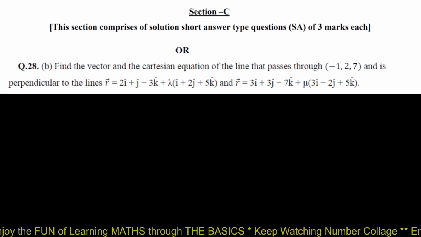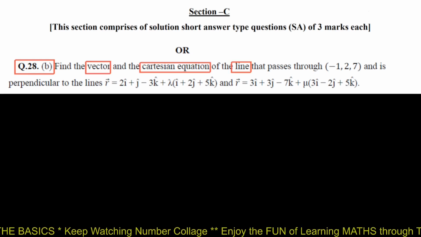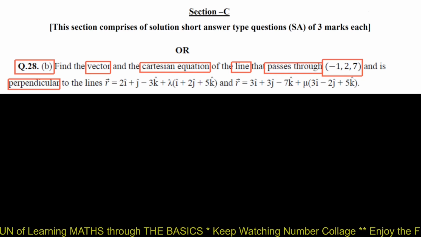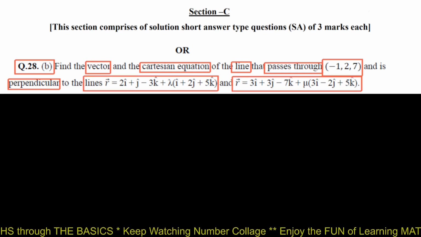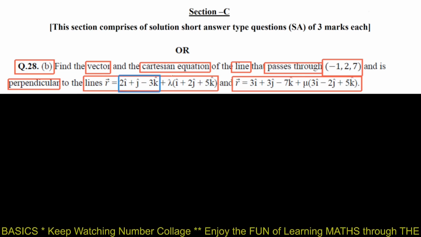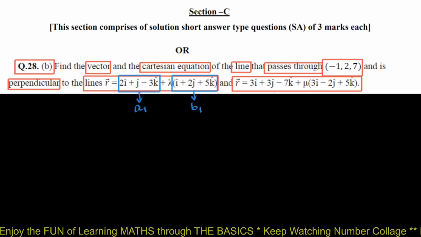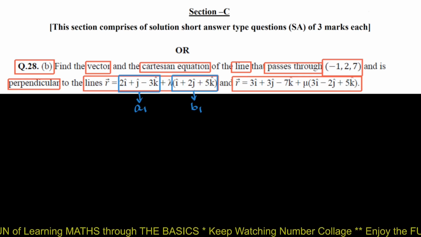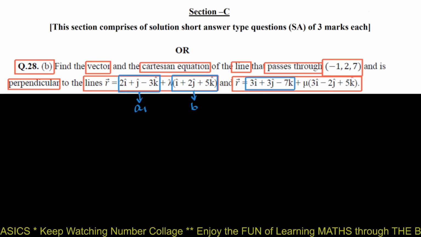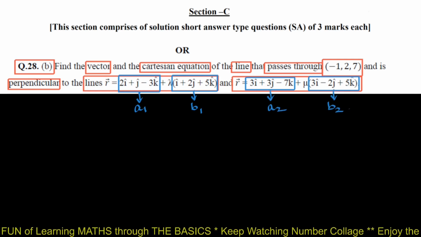Question 28b. We have to find the vector equation and Cartesian equation of the line that passes through -1, 2, 7 and is perpendicular to these two lines, this one and this one. We will name 2 i cap plus j cap minus 3 k cap and i cap plus 2 j cap plus 5 k cap as A1 and B1 respectively. Similarly, we will name this 3 i cap plus 3 j cap minus 7 k cap and 3 i cap minus 2 j cap plus 5 k cap, this one, as A2 and B2 respectively.